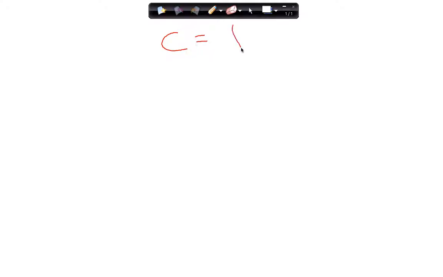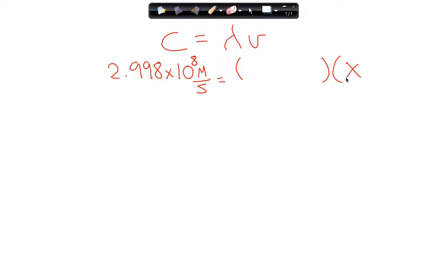c is equal to lambda nu. c is 2.998 times 10 to the 8th meters per second. We were given the wavelength, and we want to know the frequency. So what was the wavelength? 589 nanometers. It's got to be in meters.